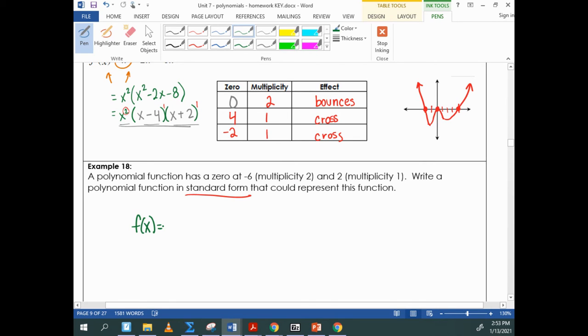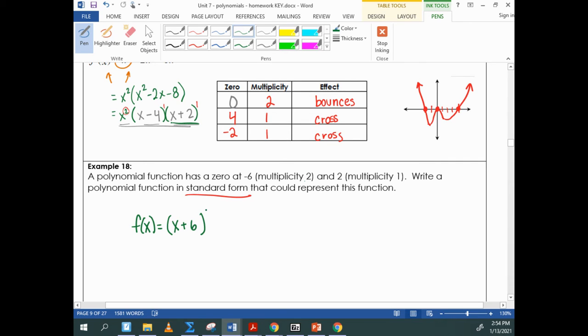F of x is equal to, there's a zero at -6. Okay, so let's just look at this -2. If there's a zero at -2, remember that came from the factor of x plus 2 because we want it to go to 0. So -2 plus 2. So if we have a zero at -6, we want an x plus 6 right there. That way, when we plug in our -6, we get a 0. So if -6 is a zero, x plus 6, the opposite operation, is our factor.